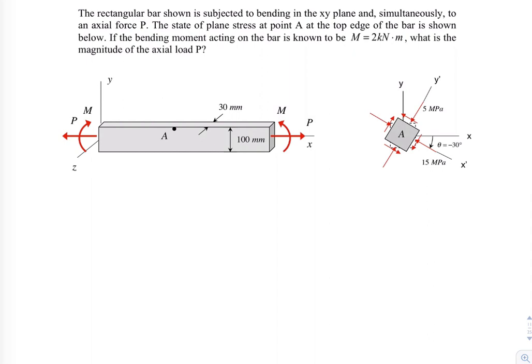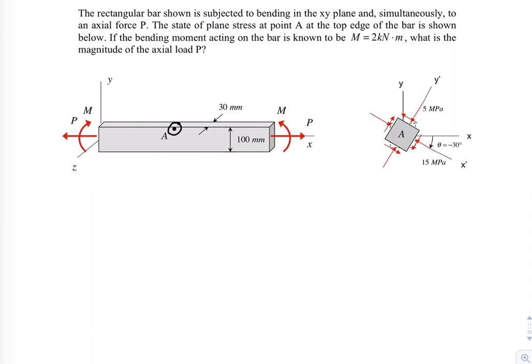In this problem, we're asked to look at a rectangular bar, rectangular cross-section, which is acted upon by an axial force P and a bending moment of M. We also have information here that if we look at the point A on this bar, if we look at the state of stress, we rotate that stress element through 30 degrees in the clockwise sense, what we end up with are the components of stress that are shown.